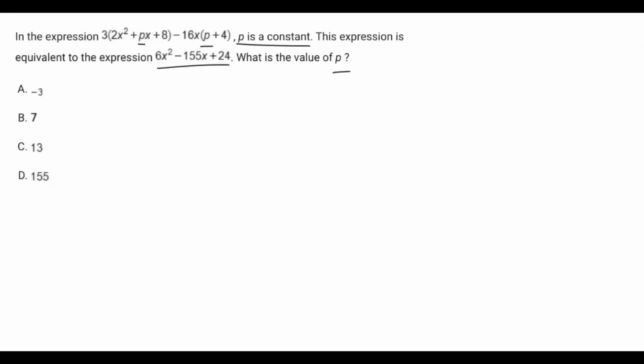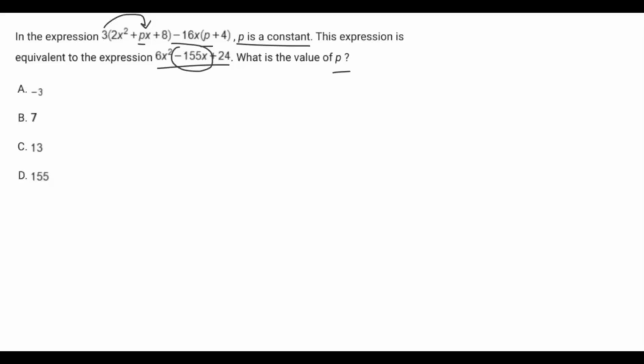But the thing to notice here is that p is only in the values of x. So what I mean by that is you can see 3 times px, right? That's going to give you 3px. And then over here you have negative 16x times p. That's negative 16px, right? So that is all under the same x term. If we look over here, that means it's only going to affect this term right here, negative 155x, because p can be anything and it won't affect the 6x squared or the plus 24 constant.